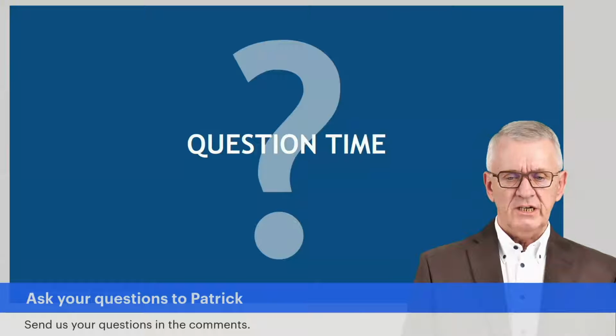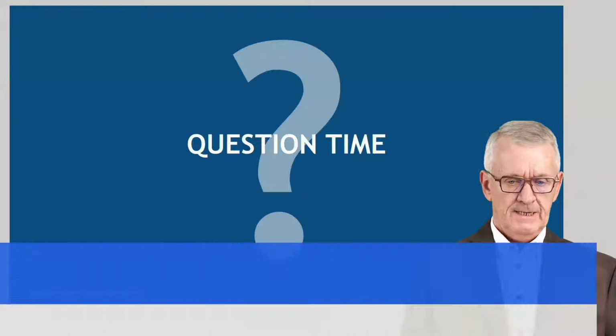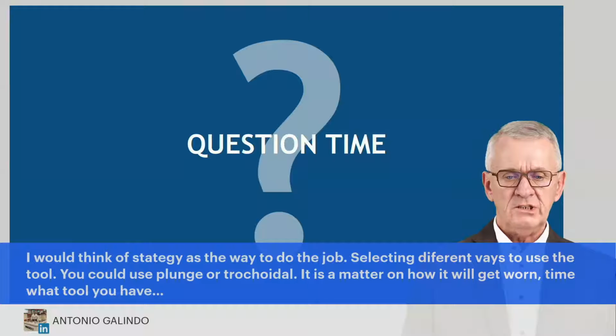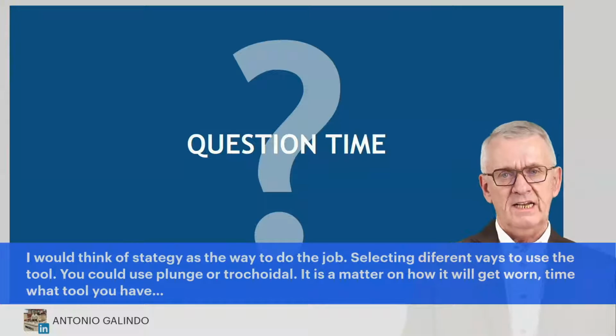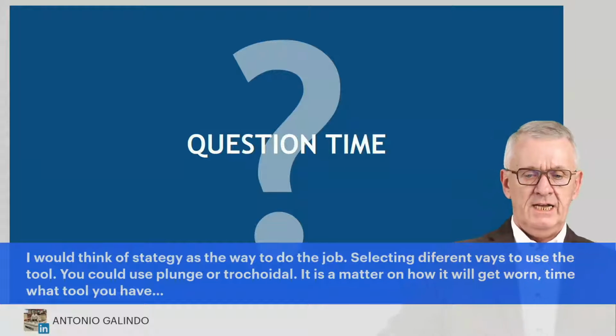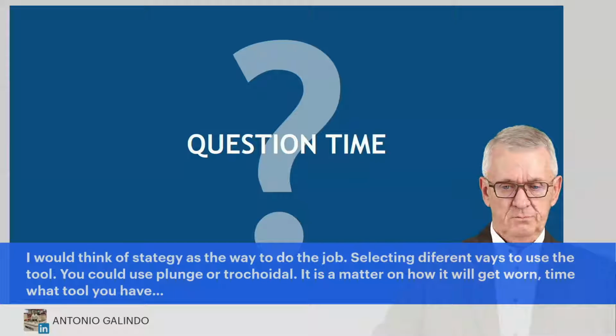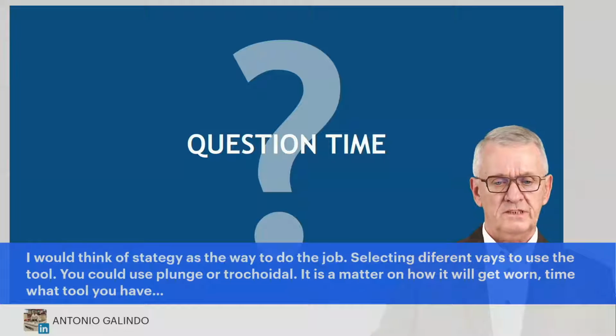One, I don't know if it's a question, but anyway, I read it out loud. Would you think of strategy as the way to do the job? Yes. Selecting different ways to use a tool, indeed, that's part of the whole discussion. You could use plunge or trochoidal milling. Yeah, there are options to do things. Is it a matter of how it will get worn? Yeah, that's the sustainability layer. So the question from Antonio, which basically is not a question, he makes a number of statements, and I agree with every statement. You put in a couple of sentences the core of this presentation together.